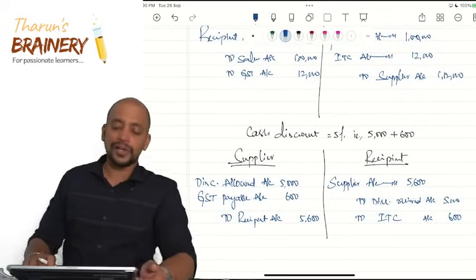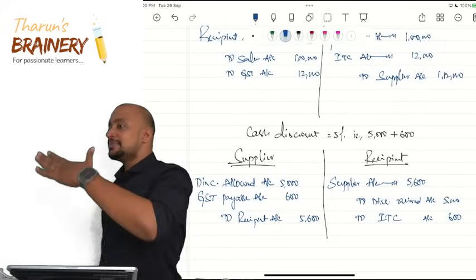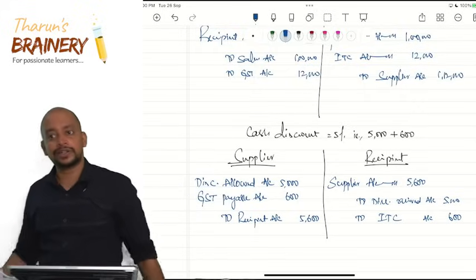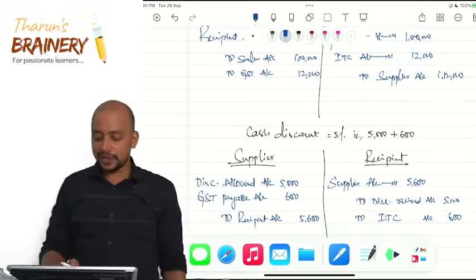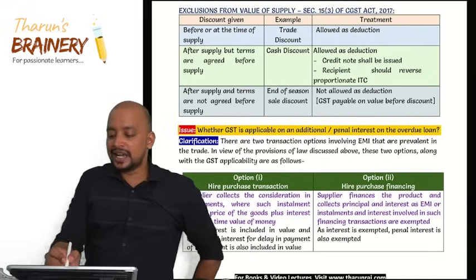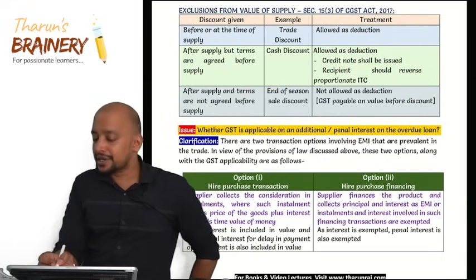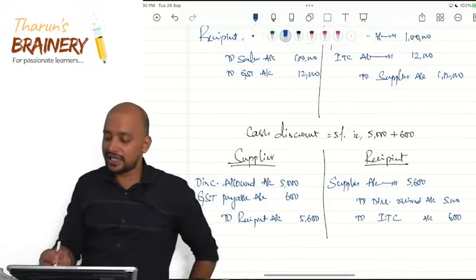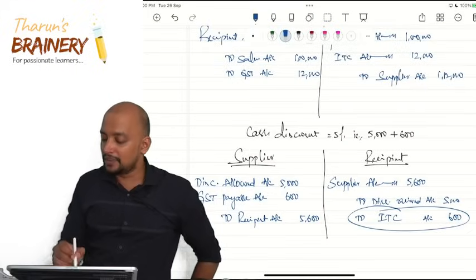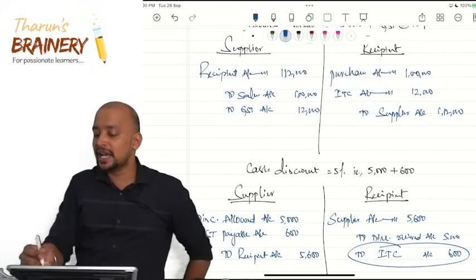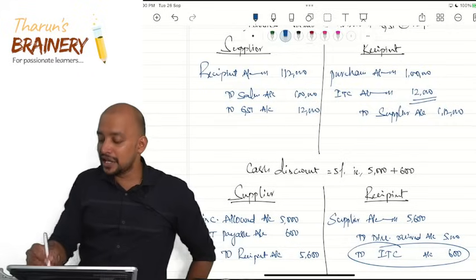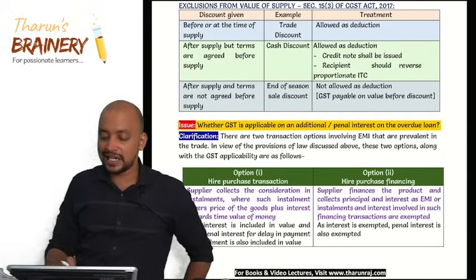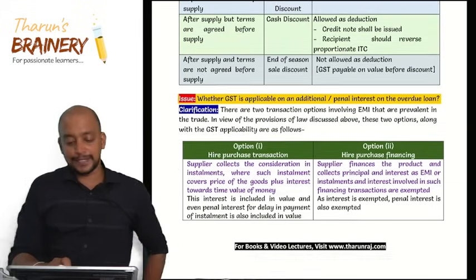So what is the consequence of credit note to the supplier? Supplier's liability will come down and recipient's ITC balance will come down. You understood or not? So that's what I have given here. So allowed as deduction, a credit note shall be issued. Because of the credit note, recipient should reverse the proportionate ITC. How will the recipient reverse the proportionate ITC? Like this. Usually ITC will show what balance? Debit balance. But to reduce that ITC, they need to credit. That is known as reversal of ITC. So where will we do reversal of ITC? In GSTR 3B.